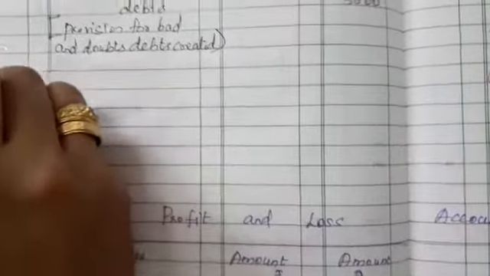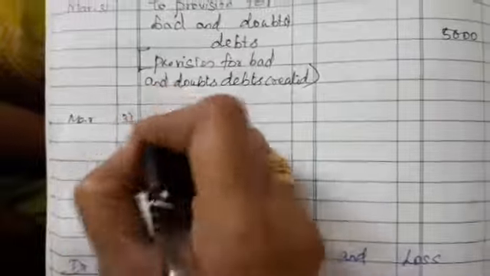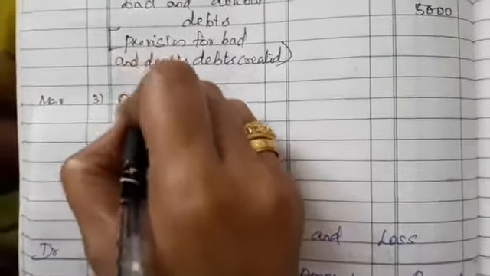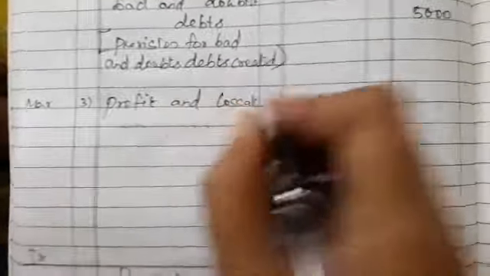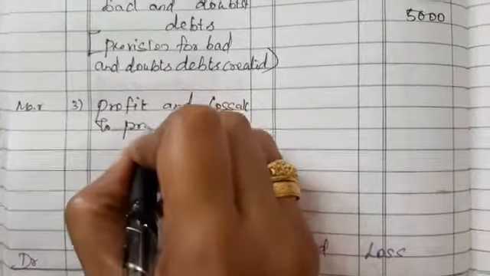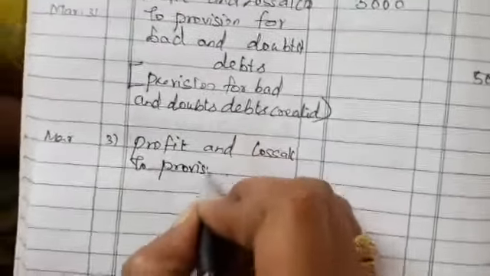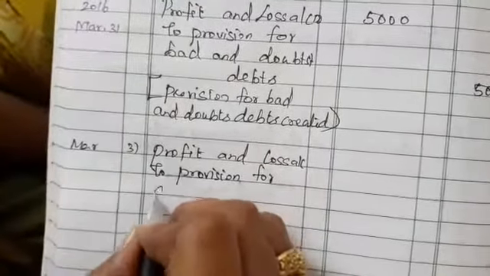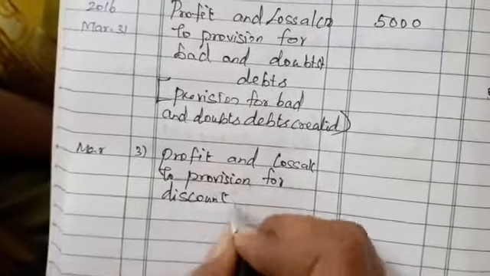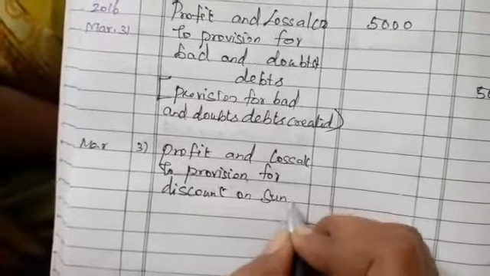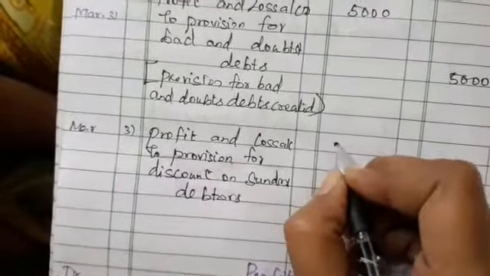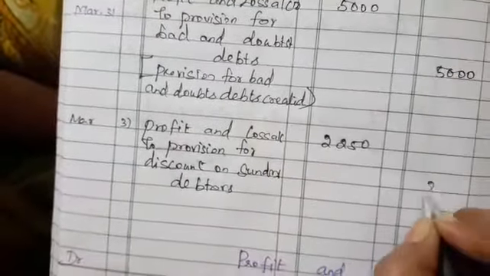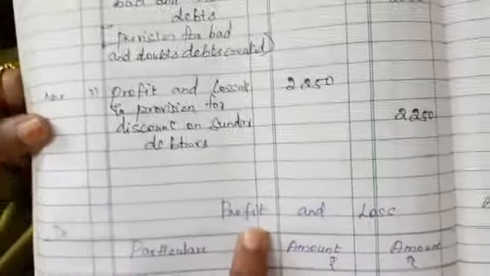Next entries are the same. March 31st. Profit and loss account to provision for discount on debtors account. Okay, provision for discount on sundry debtors. How much? 2,250. Here also 2,250.